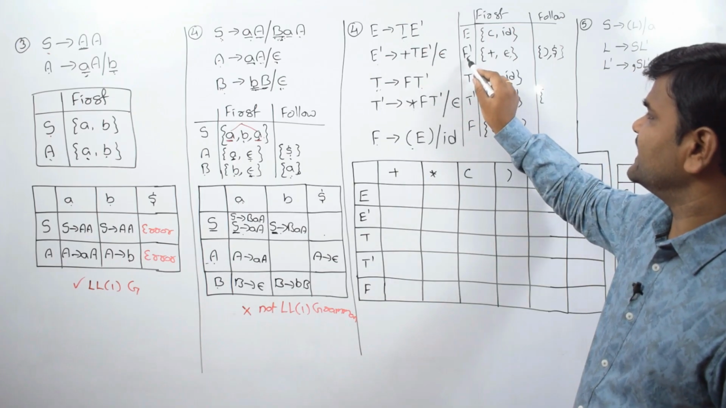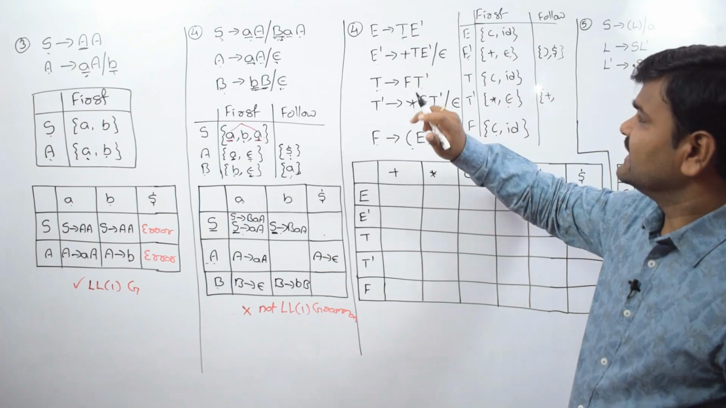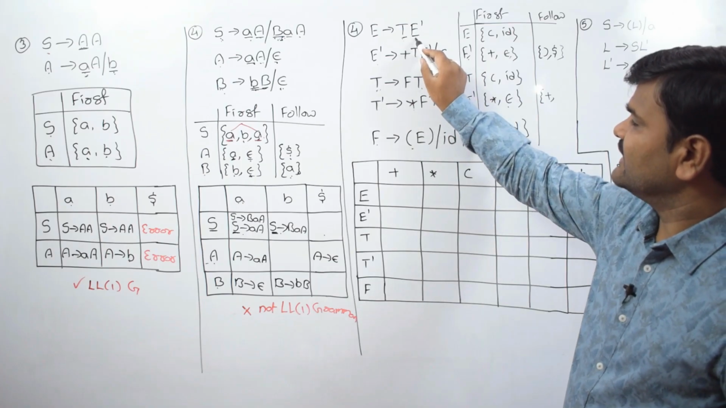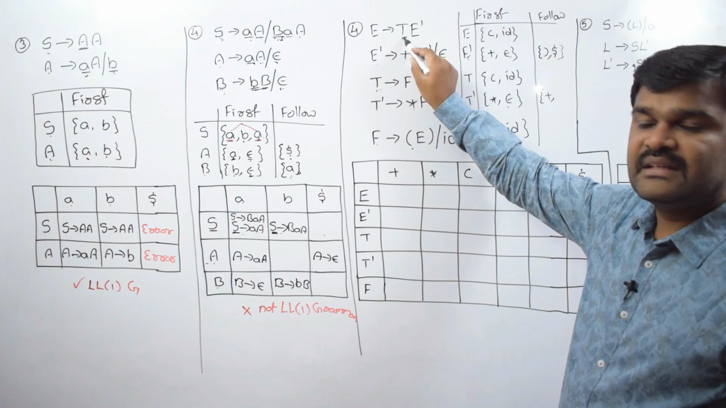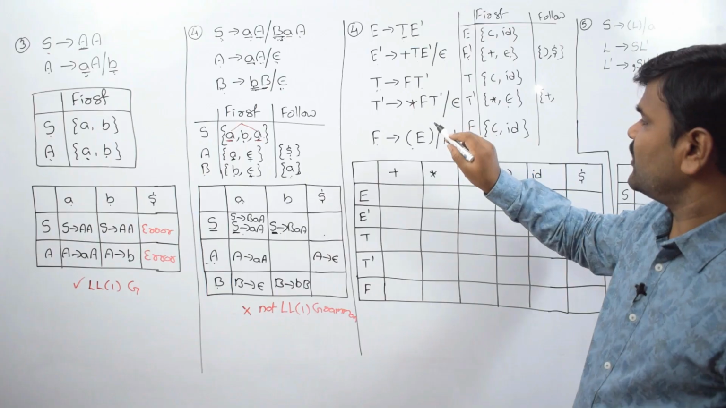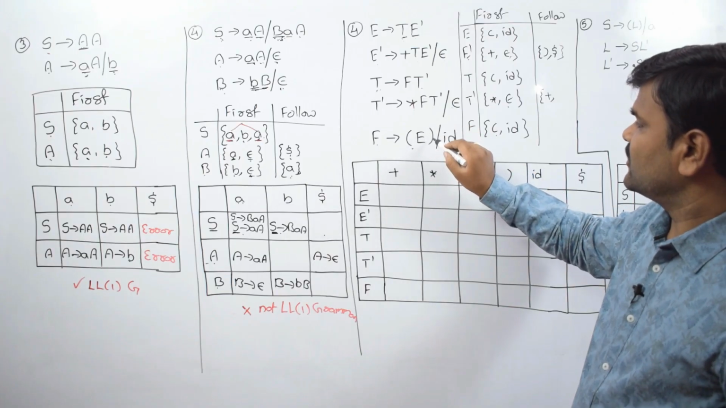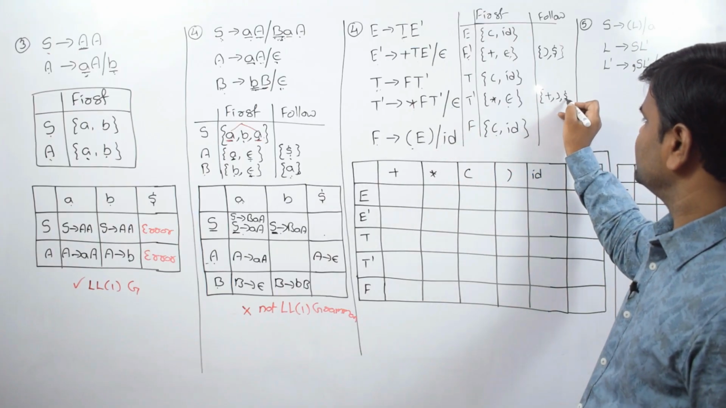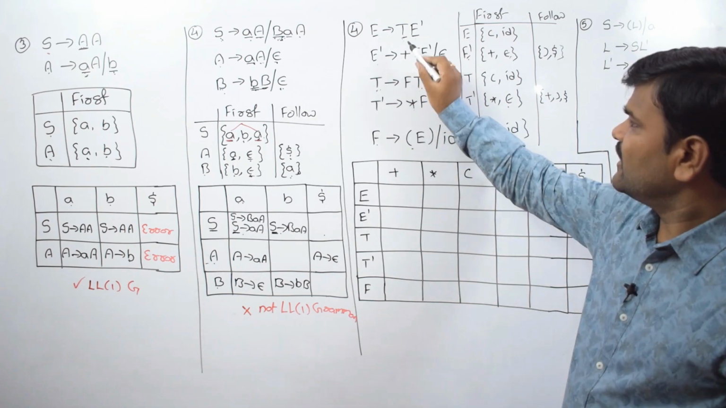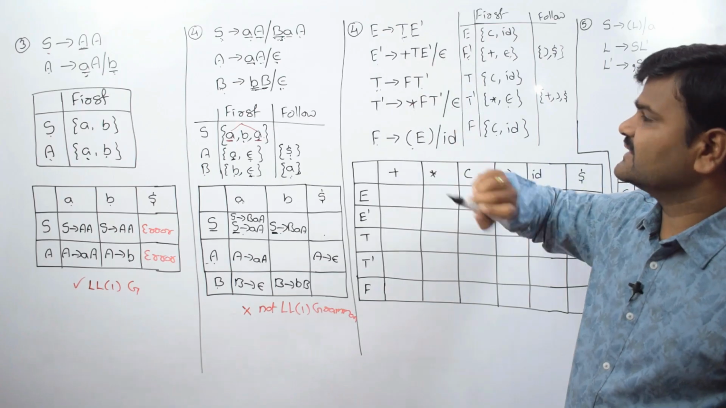So first of E dash is what? Plus. Now in the first of E dash, if you substitute epsilon here, then T is the only one, so follow of T will become follow of E also. So follow of E is what actually? Closed brace, dollar, because that is the starting symbol. Now follow of E dash is over.